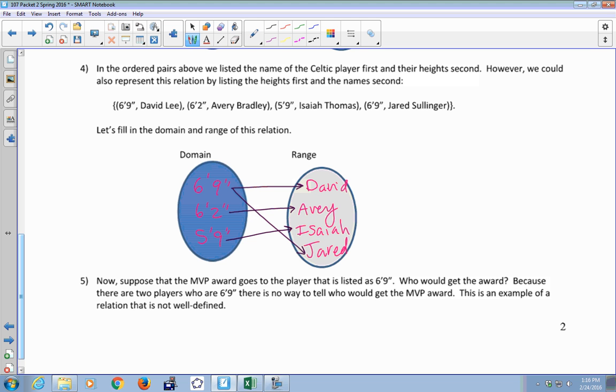Good. All right, now suppose we're giving out the MVP award, and it's announced in front of millions of fans. I don't know how many fit in the Garden, right? That the MVP award is going to go to the player that is 6 feet 9 inches. Who gets the award?